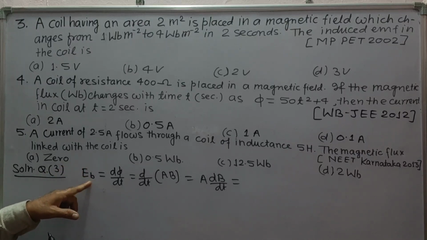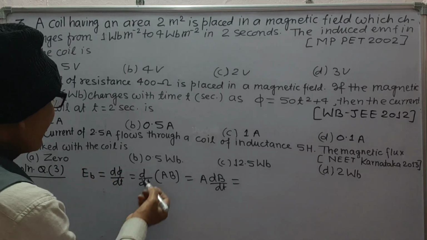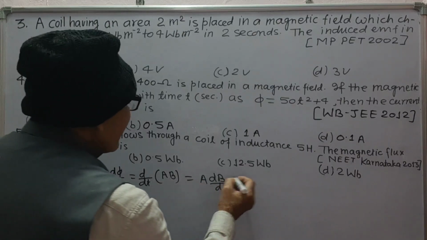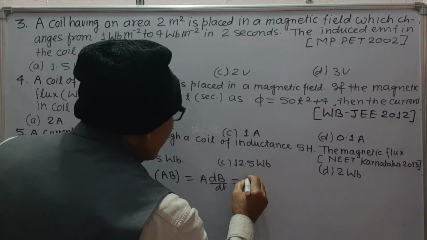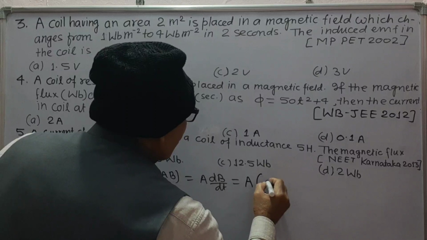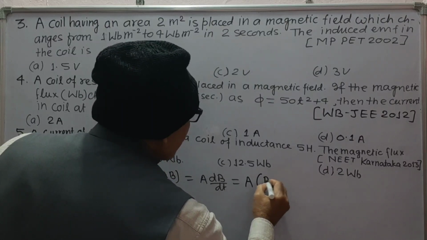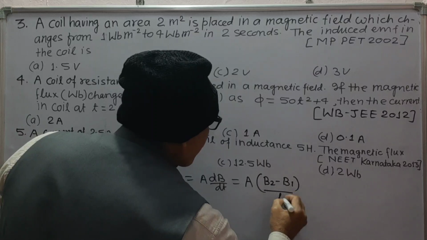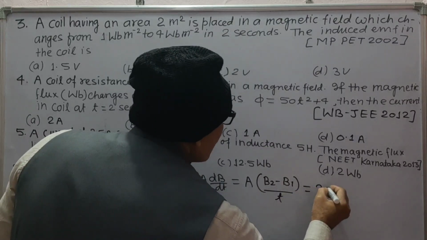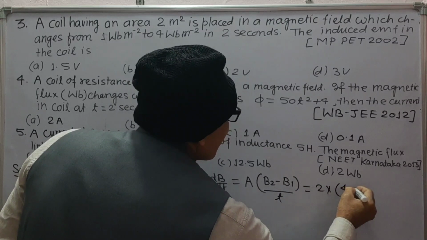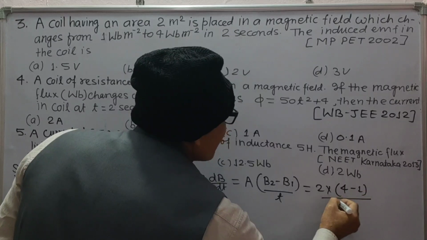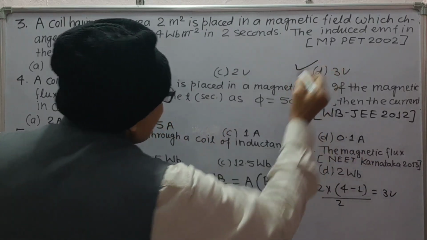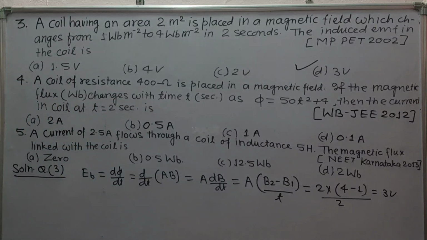Back EMF EB is equal to d phi upon dt, which is d upon dt into AB. A is constant and B is changing, so it is A into B2 minus B1 upon time. A is 2, B2 is 4, B1 is 1 and time is 2. So it is 3 volt and correct option will be D.